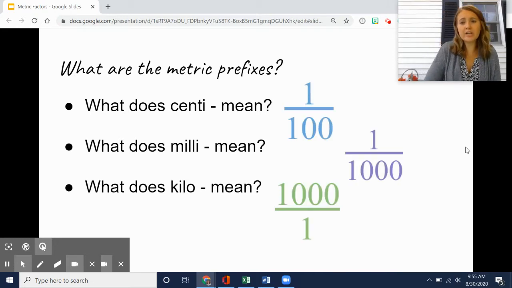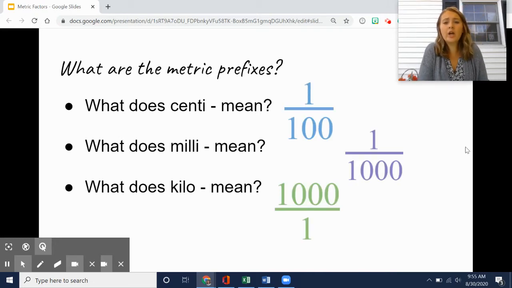All right, so as a reminder, centi is 1/100th. The TH at the end tells you it's a fraction, 1/100th, and it means it's 100 times smaller than our base unit. So the big idea here is, remember that centi is 100. Just like cents in a dollar, there's 100 cents in a dollar. There's 100 years in a century. So centi is 100 times smaller than our base unit.